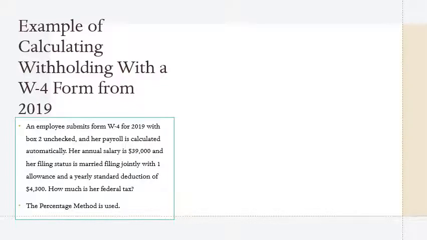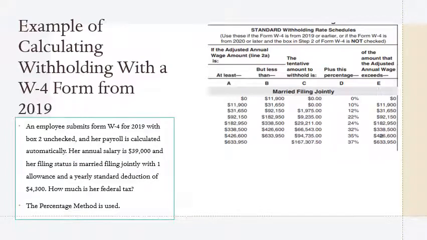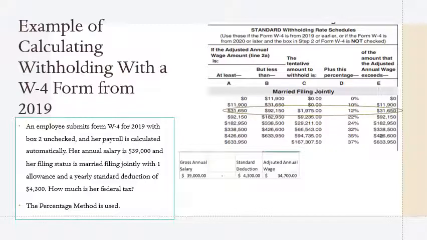In this case, we have to use the percentage method because her payroll is calculated automatically. So we do not have the option to use the wage bracket method here. This is the snapshot that we would use from the table from Publication 15T. First we have to figure out her adjusted annual wage, which is her annual salary minus her yearly standard deduction of $4,300. So she's probably going to fall within this range here.